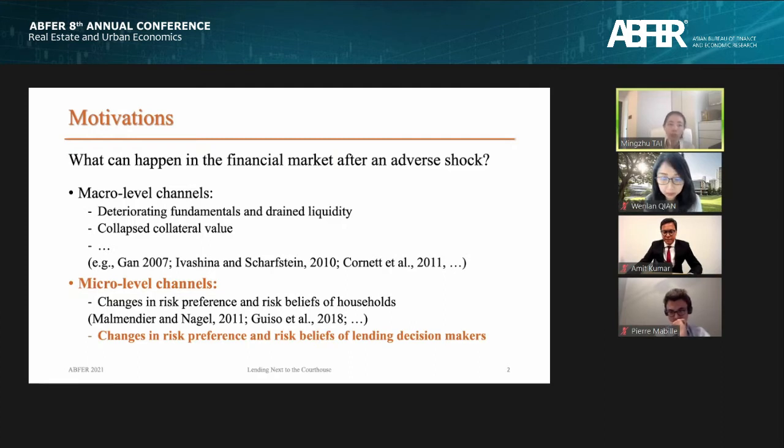For most of these studies, they focus on the relatively more macro-level channels, such as how the adverse shock can deteriorate the fundamentals of financial institutions and drain their liquidity, and therefore constrain their ability to supply credit to the market players, and also how such adverse shocks can lead to a collapse in collateral value and make lending even harder.